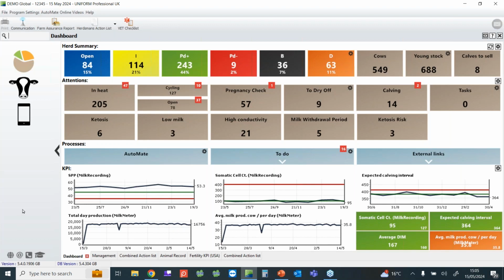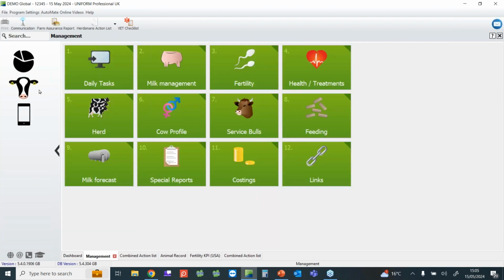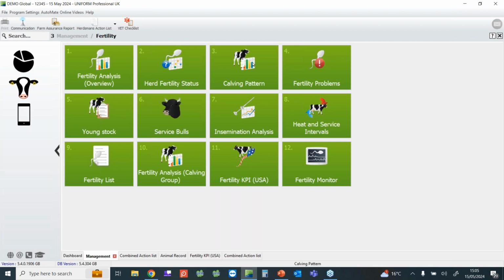So we're looking at the Farmer's PC, and I just wanted to show you 3 reports and explain a little bit why we would look at them. If we go to the cow's head, that will take you to the main menu of the uniform program on the farm. We go to fertility, and you'll see there's a lot of reports there. I'm not going to show you every one, just 3 that I think are really relevant.